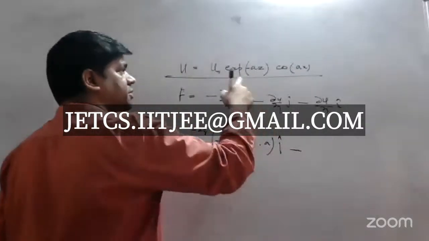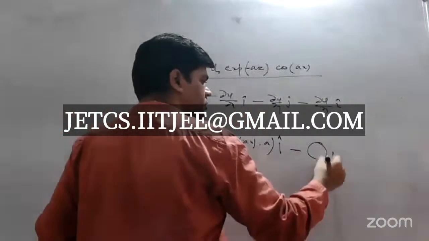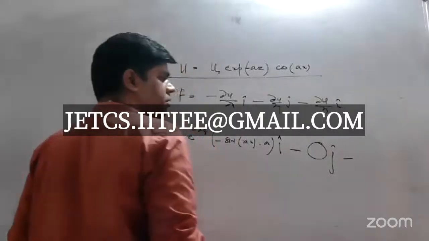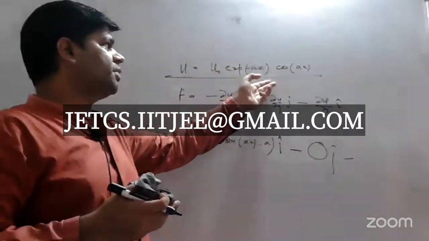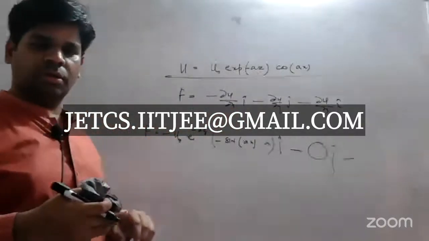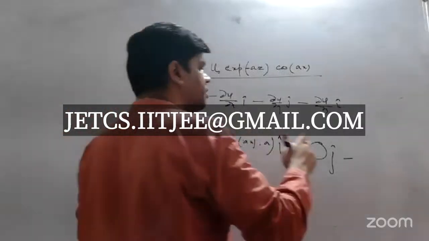Minus derivative of this, differentiate this partially with respect to y. That is nothing but 0, because it is independent of y. You have only x and z here. Yes sir. Now, how do I differentiate this with respect to z?